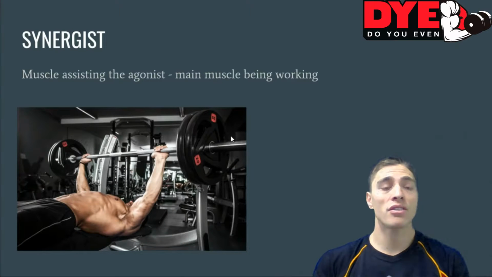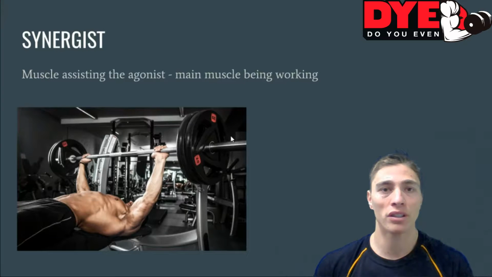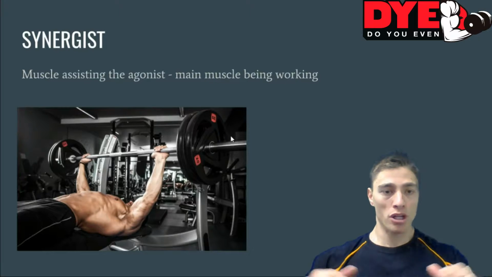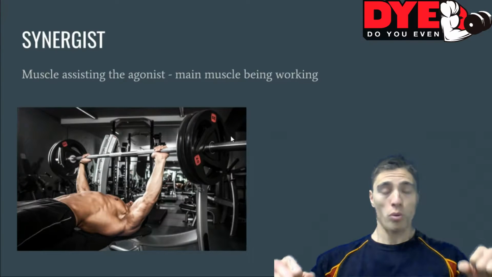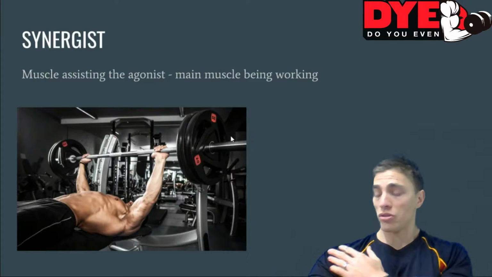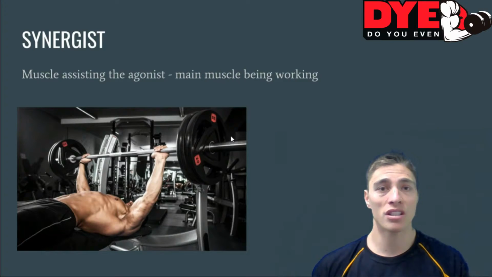The synergist. So the synergist is a muscle assisting the agonist, the main muscle being worked. We've got the bench press example. In the bench press, the main muscle working is your pecs. But while you're pressing forward, you're also using your deltoids and your triceps. So they would be your synergists. They assist the movement.